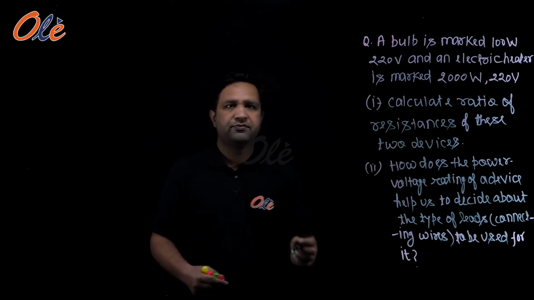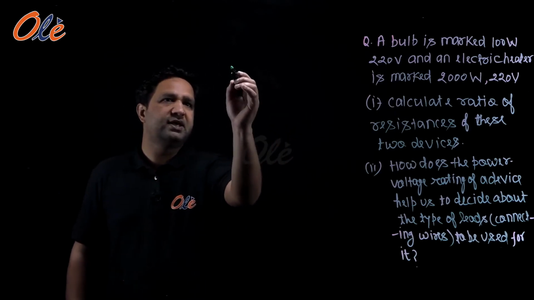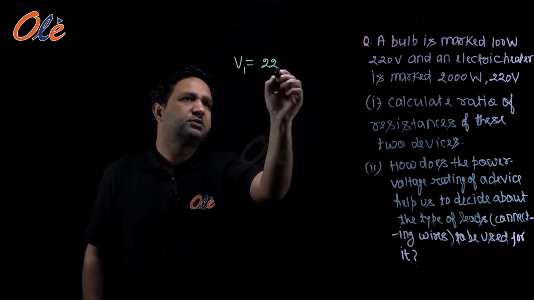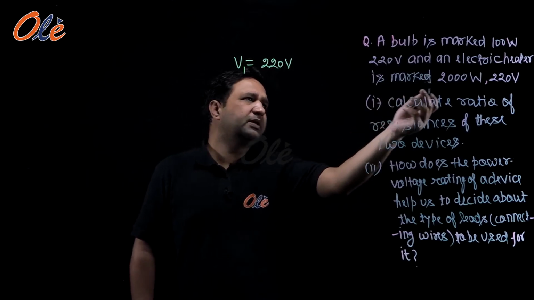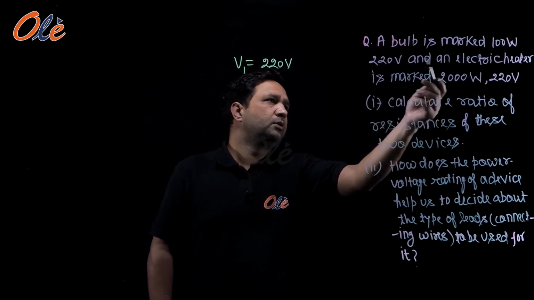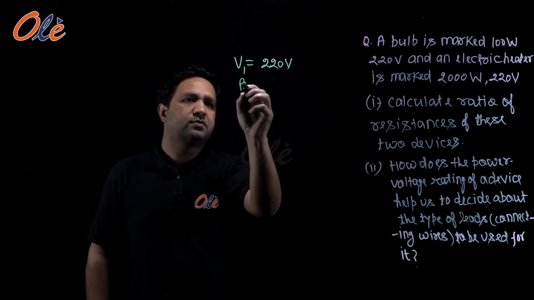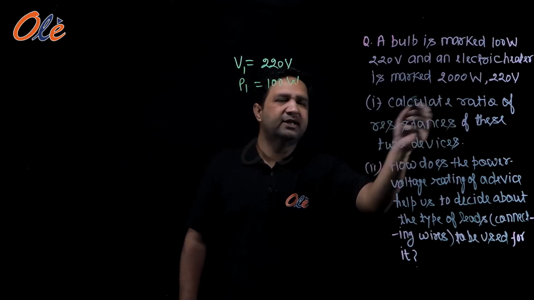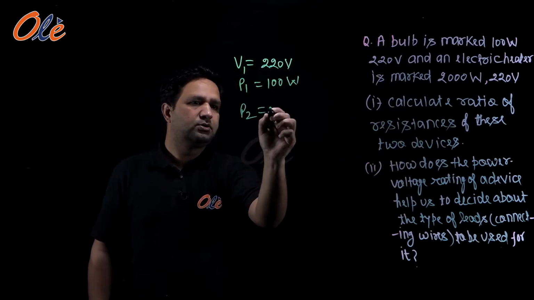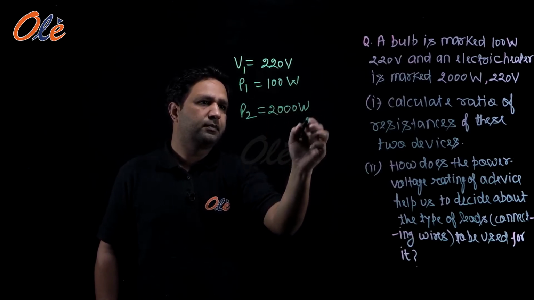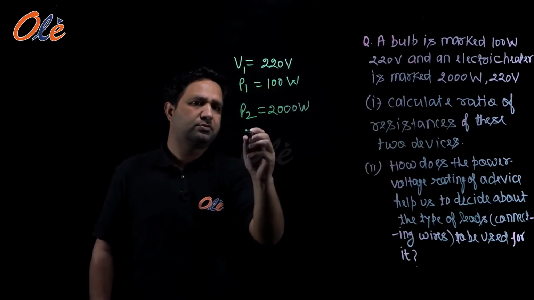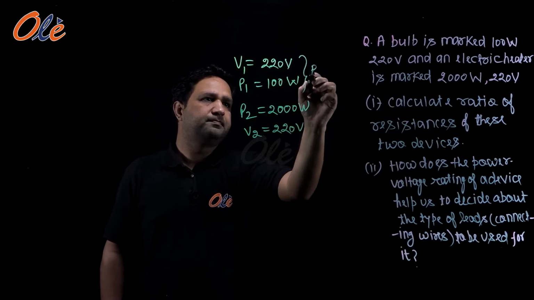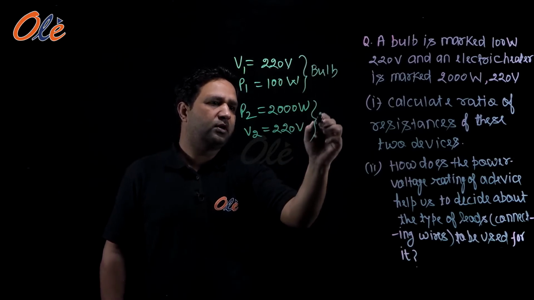So the first device is the bulb. What is its rating? For it, V is taken as V1, V1 is equal to 220 volt, and P1 is 100 watt. And for the heater, what is the rating? P2 is 2000 watt, and the voltage V2 is 220 volt. This is for the bulb and this is for the heater.